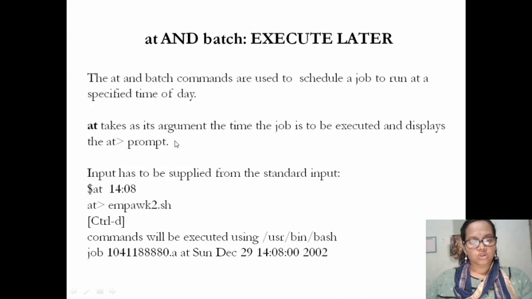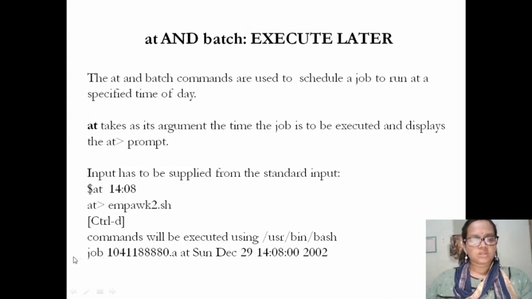It takes as its arguments the time the job is to be executed and displays the at prompt. So you can see the input over here. We supply from standard input at 1408, and the file, then Control D. So we have saved it. The commands will be executed using your bash shell. Job number, at Sunday, that is December 29th, at what time? It is 14:08, 2002. On that particular day, at a particular time, you are making it run.